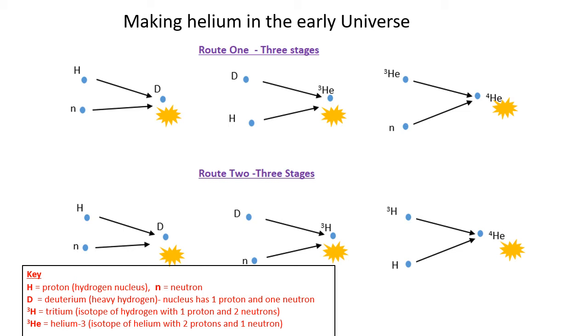The bottom route, route 2, shows another way of doing it. In this case, the intermediate step is tritium, so that's an isotope of hydrogen with 1 proton and 2 neutrons, but the end state again is helium-4. Effectively, the whole universe was like a giant nuclear reactor. These are the reactions which take place in the centre of the sun to generate its energy, except that rather than taking place over billions of years, these reactions took place over 15 minutes.